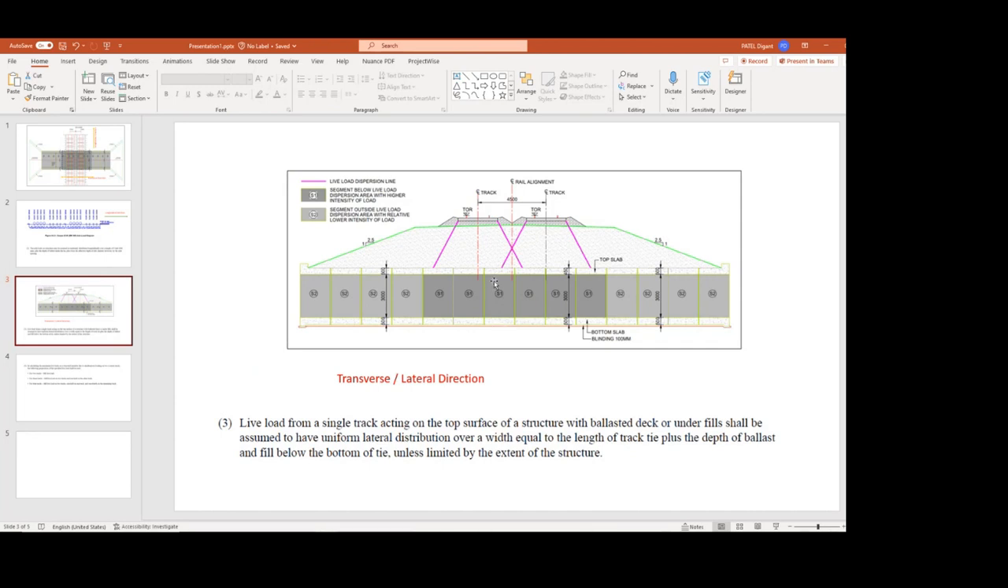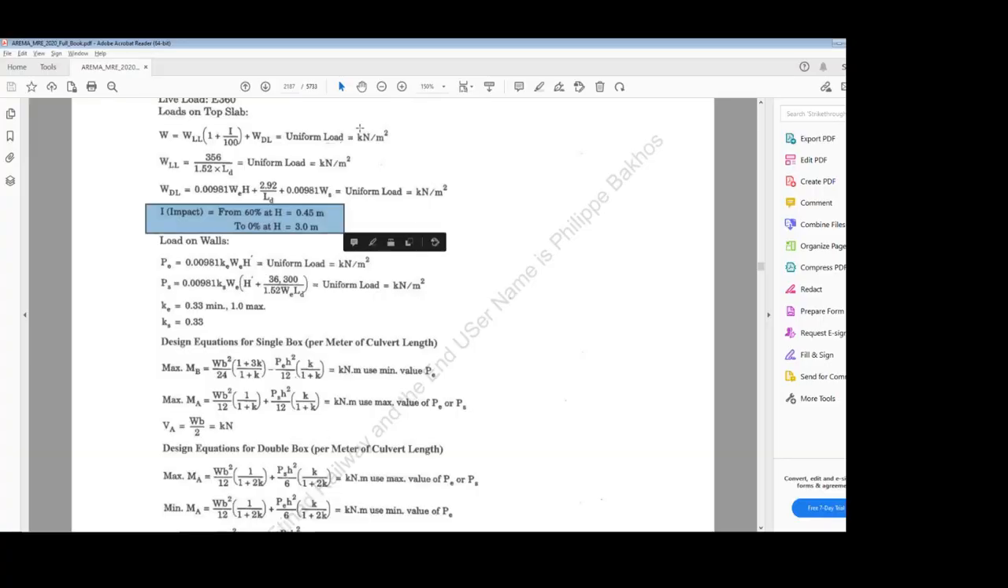Suppose a case in which there are two tracks and the depth of fill is approximately 3 meters. What will happen is the dispersion here, the magenta line is the live load dispersion line, will overlap. What I'm saying is given here, and you need to read it.